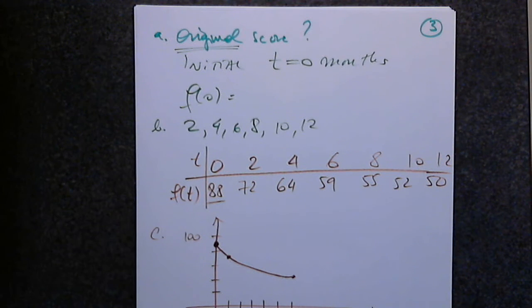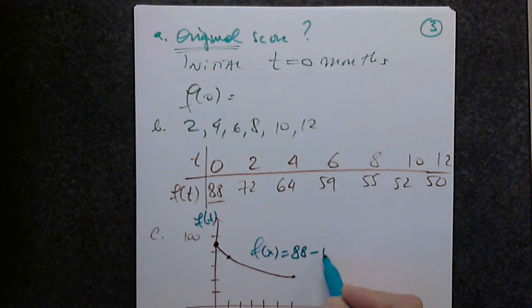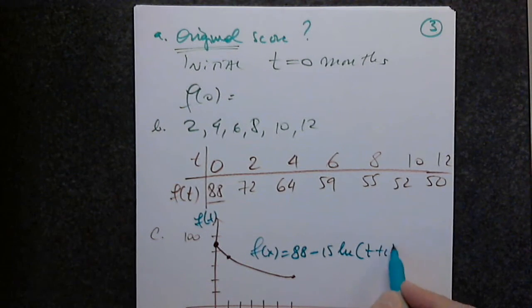So let's hit graph. And this is exactly what we expected. It's coming from 88, and it will drop over 12 months to 50. So this is the graph of f of t. Always please write the name: 88 minus 15 natural log of t plus 1.